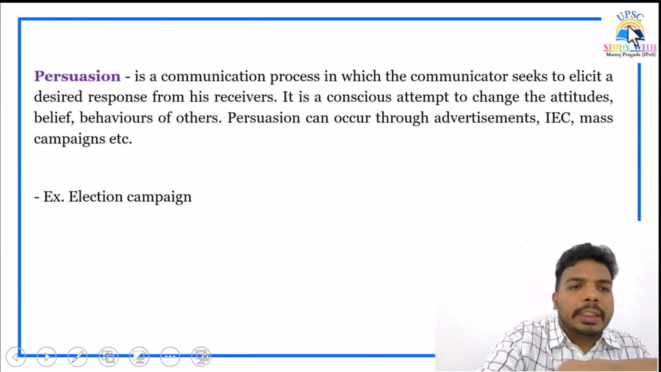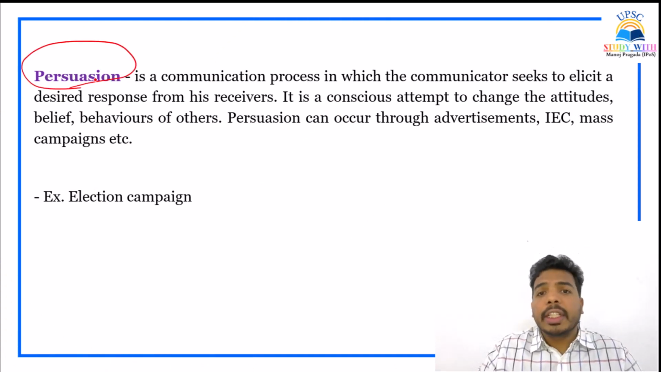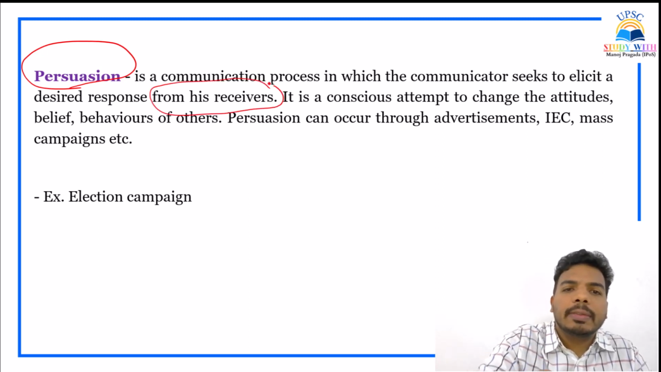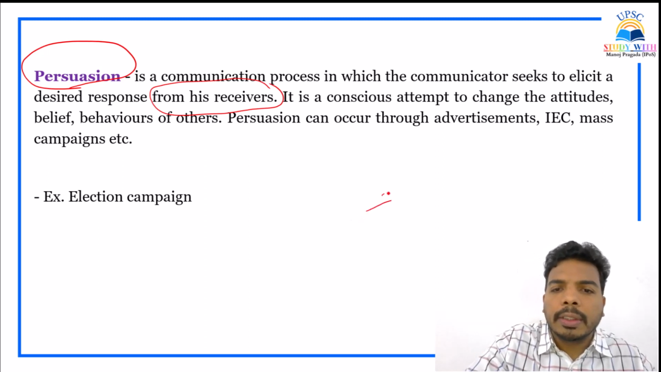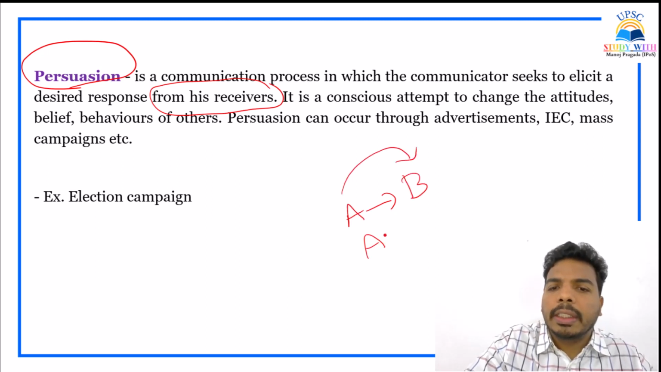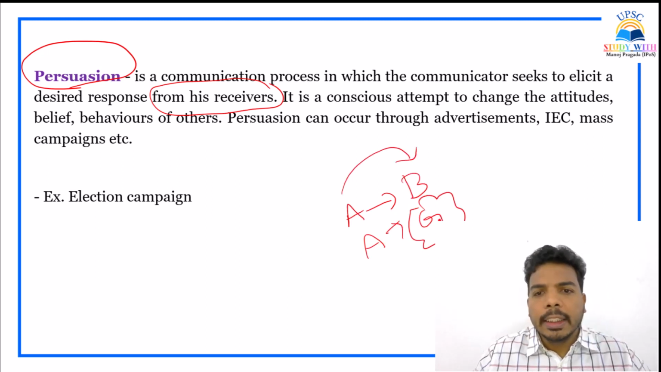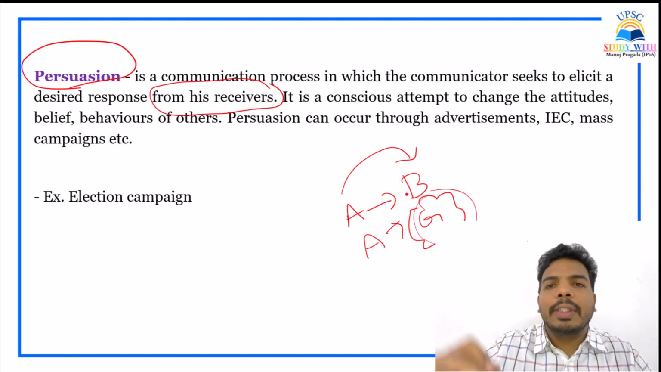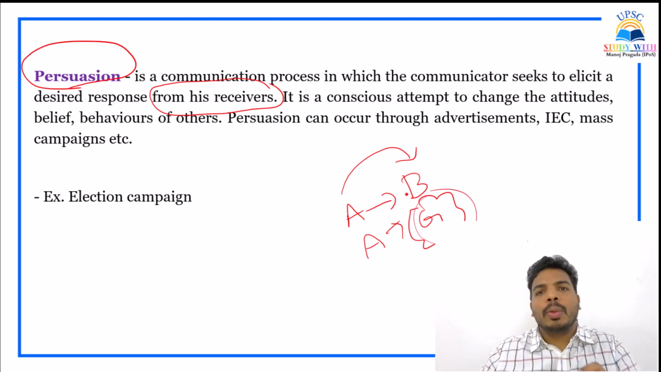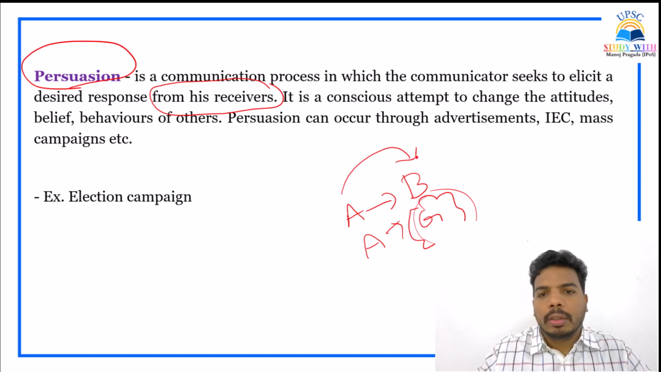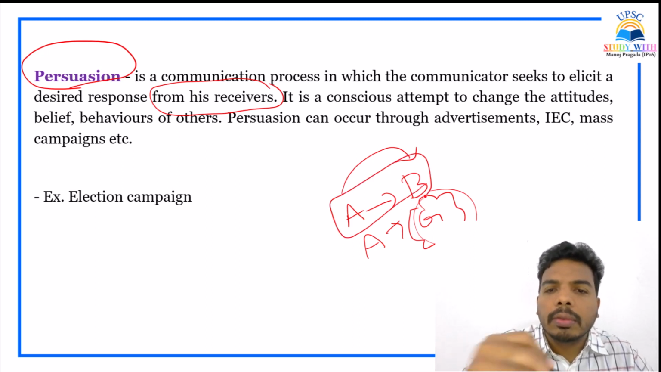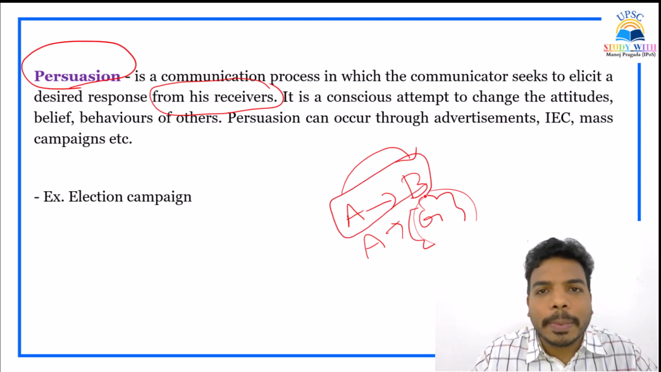Next is persuasion. It is a communication process in which the communicator seeks to elicit a desired response from his receivers. That's what we are talking about. Persuasion is targeted. For example, you are persuading your friend, or you are persuading a small group. You know the target audience. That is the only thing in persuasion: you know who the target audience are. Accordingly, you will communicate. You are convincing your friend to go for a Goa trip.